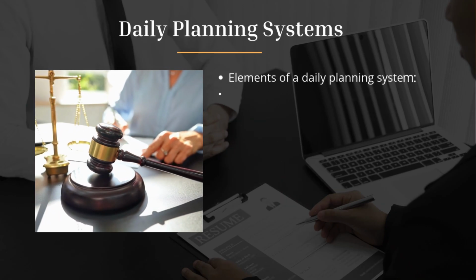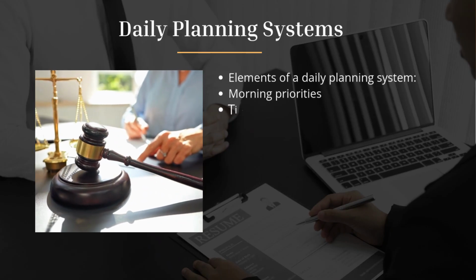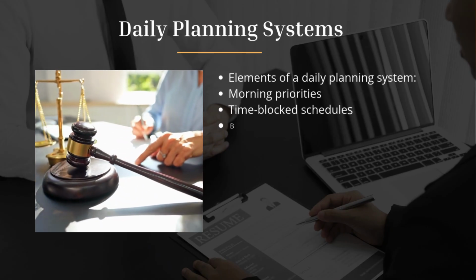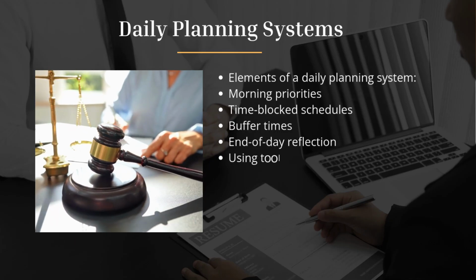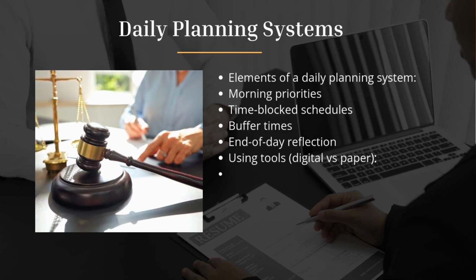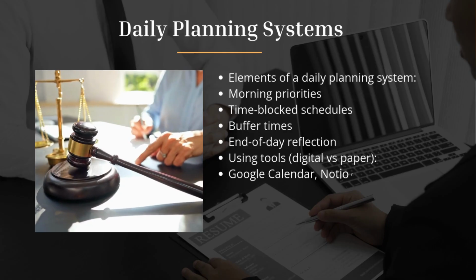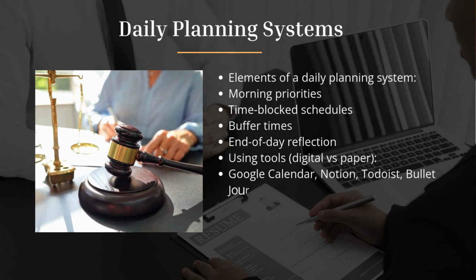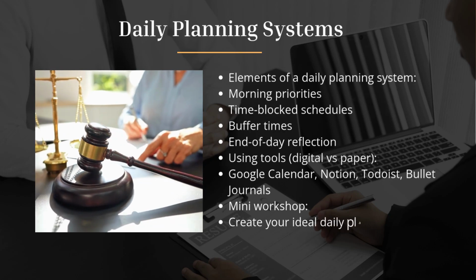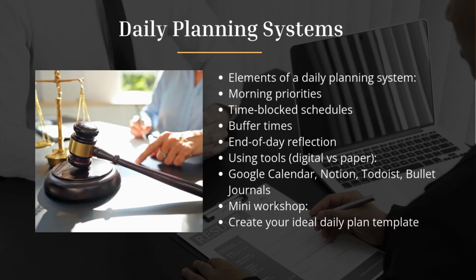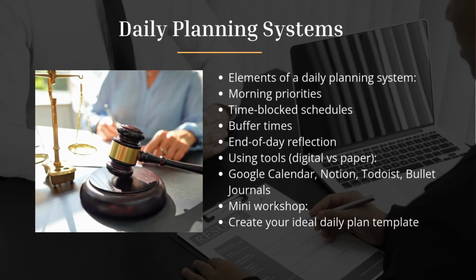Daily planning systems. Elements of a daily planning system: morning priorities, time-blocked schedules, buffer times, end-of-day reflection. Using tools, digital versus paper: Google Calendar, Notion, Todoist, bullet journals. Mini workshop. Create your ideal daily plan template.